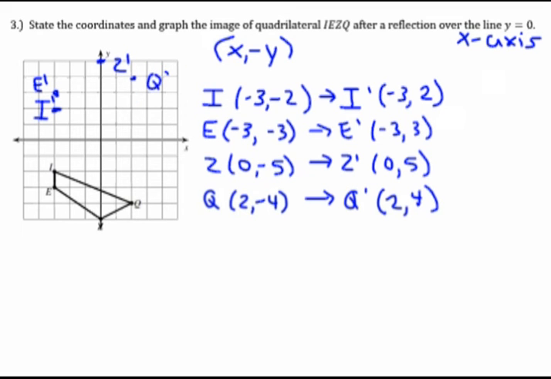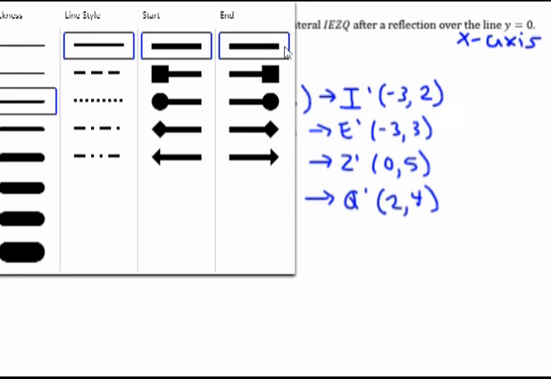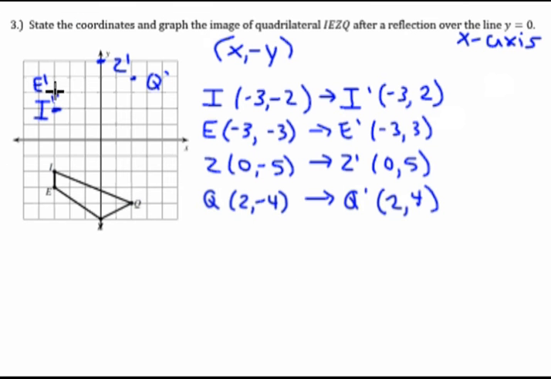Now make sure that you always connect using a straight edge, especially on the exam. So let's choose blue. So just go through and connect, and you will see your reflection over the x-axis.